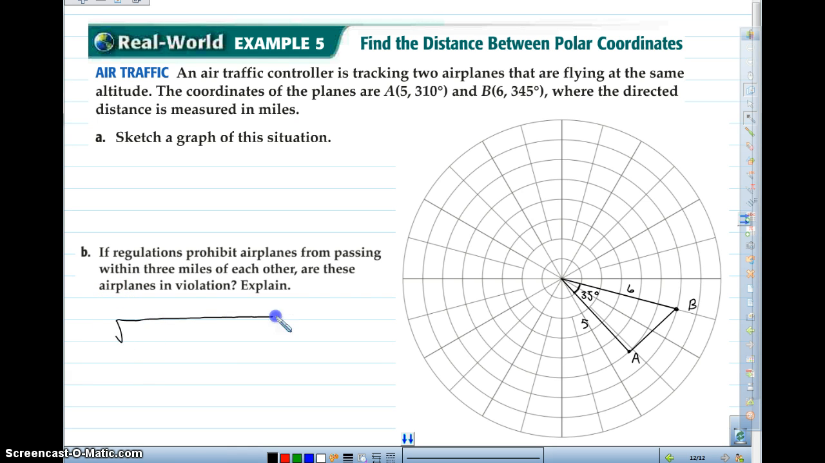I'm looking for the square root of 5 squared plus 6 squared minus 2 times 5 times 6 times the cosine of the angle between them, which was 35 degrees. And so this becomes a calculator problem at this point, and then we can see how far apart the two coordinates were. Okay, I got 3.44 units, which was in miles, because they said the distance is measured in miles. So 3.44 miles. So those planes are actually not breaking any regulations because they're more than 3 miles apart.